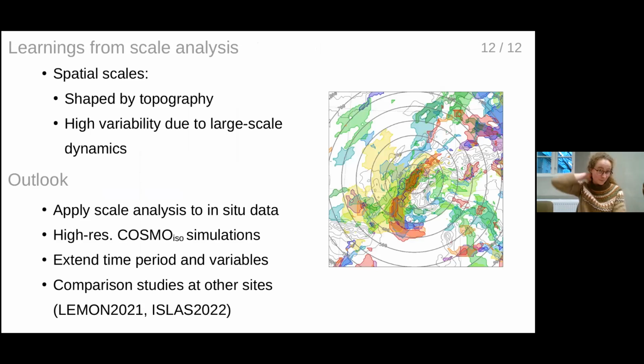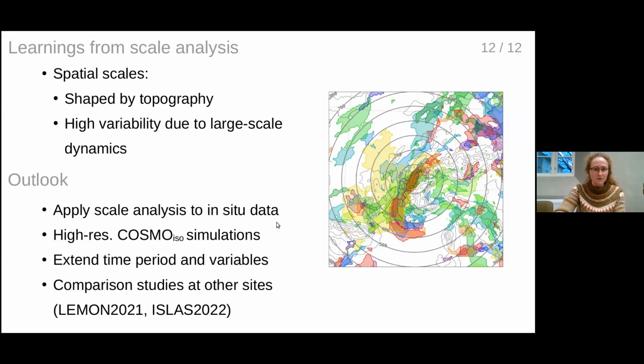As a summary, we saw that the spatial scales of the delta D variability depend on the one hand on topography, and on the other hand, they show a high variability due to the large-scale dynamics. This is also useful, for example, in the planning of further comparison campaigns and flight campaigns, so that one should keep in mind what kind of spatial scale the campaign site has, and also in which weather situations it is best to do such flights.